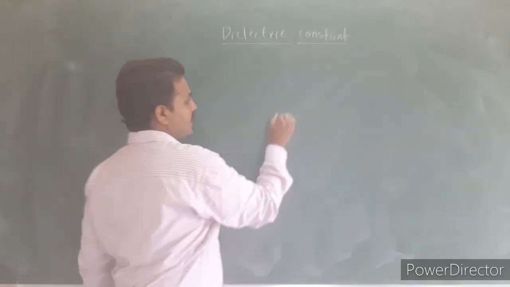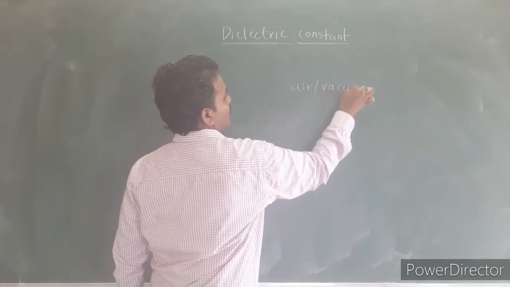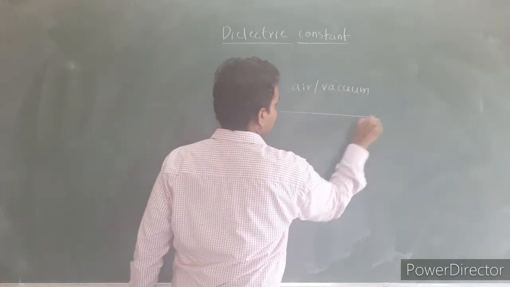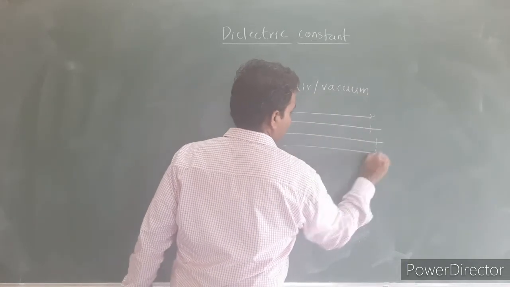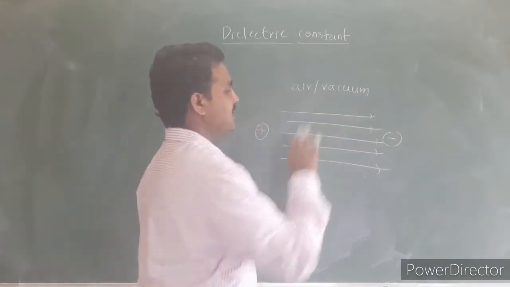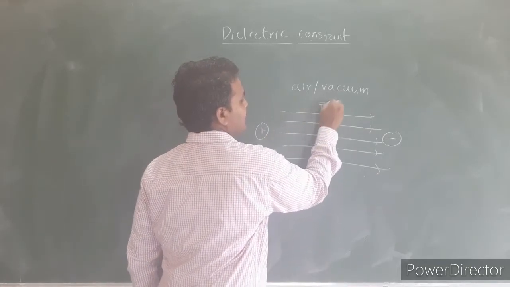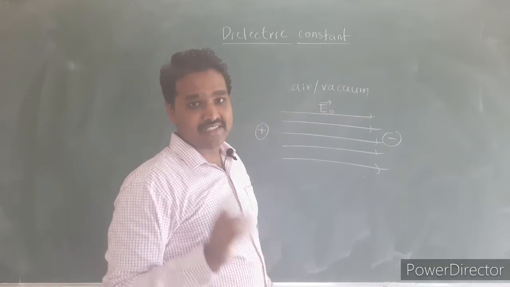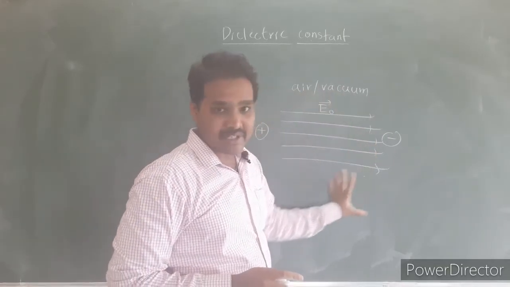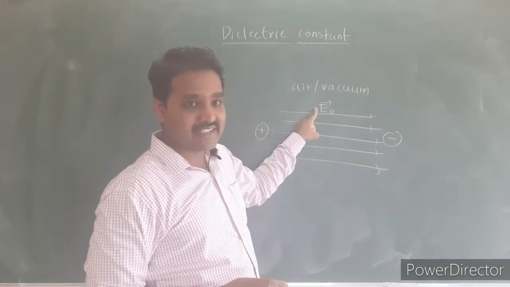See here, whenever I have air medium, air or vacuum medium which is under external electric field. Okay, so if I have some external electric field and I have the medium as air, in air medium, let us consider the electric field intensity induced in the air medium or vacuum medium because of external electric field, if it is E naught.